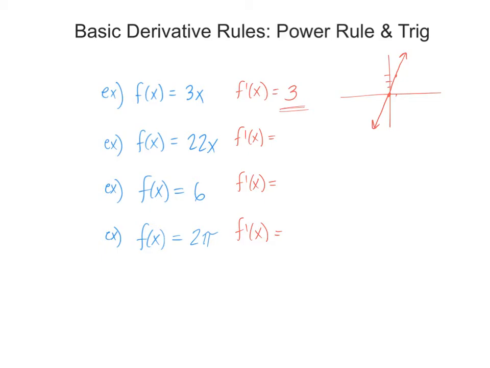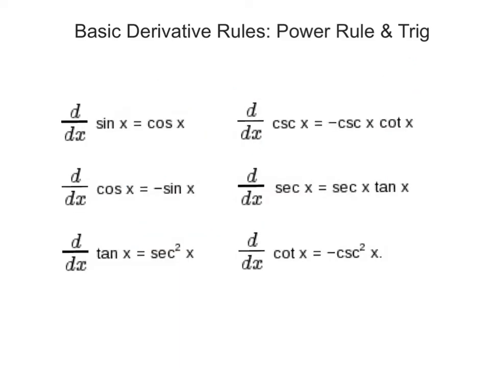Just like this next one, the derivative is 22. And we talked about that 5 on the end of the polynomial on the last slide. Same deal here. 6 and 2 pi are both just numbers, 0-degree functions. So horizontal lines like these two will always have a slope of 0. So the derivative of those functions is 0, no matter what. Okay, so that takes care of the power rule.